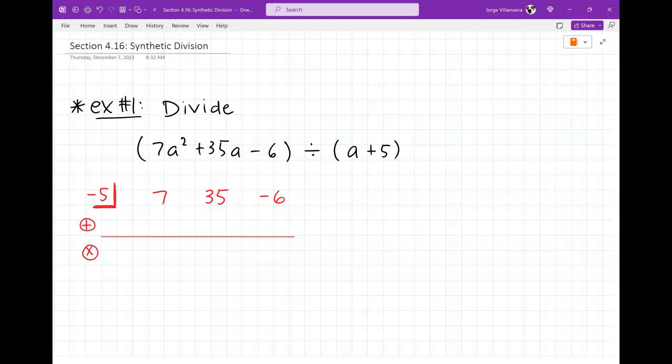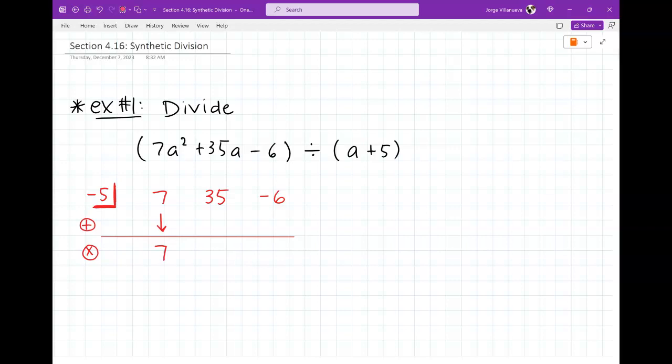Okay? So only your coefficients, 7, 35, negative 6. In the half square, you're going to put the opposite of the number that you're dividing by. So a plus 5, you're going to do the minus 5. Okay? So minus 5 goes in there. And here comes the steps as to how you do it. All right? So, first step, drop the first coefficient. You're going to drop it straight down.